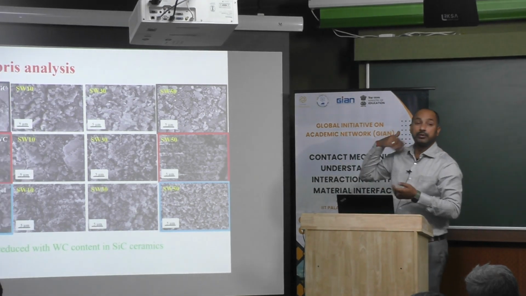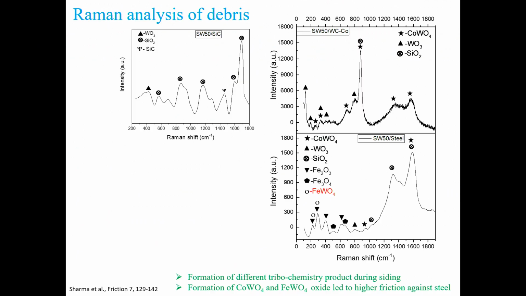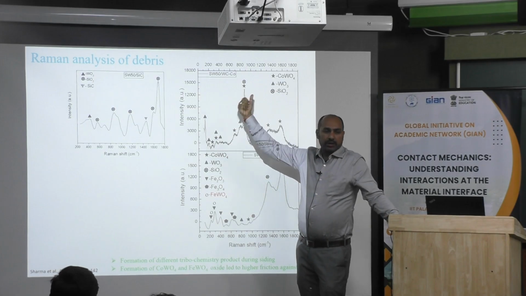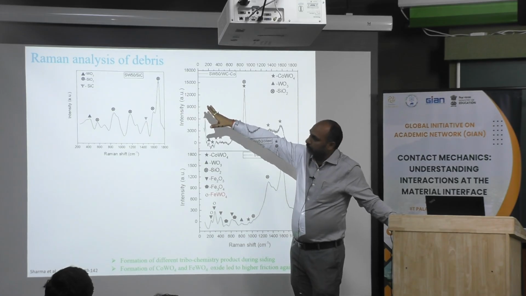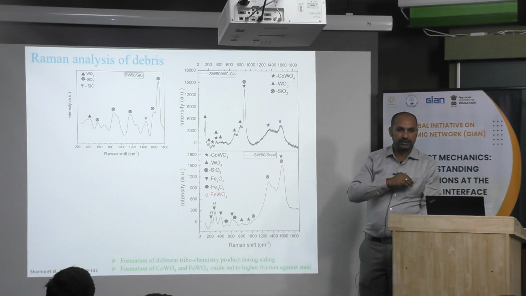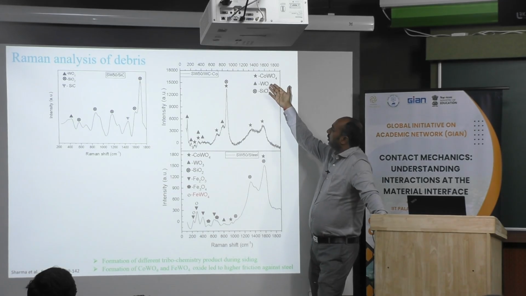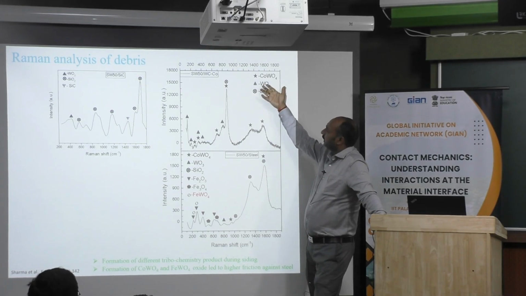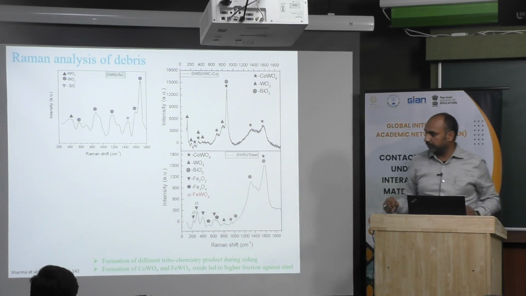Further, we try to analyze the debris only, to understand what byproducts are forming. So we perform Raman analysis. What we found: in the debris collected against SiC, the byproducts formed are tungsten oxide, silicon oxide and SiC. Obviously, it is getting rubbed. If you go with the tungsten carbide cobalt, we have cobalt tungsten oxide and silicon oxide apart from SiC. That we have not seen here.